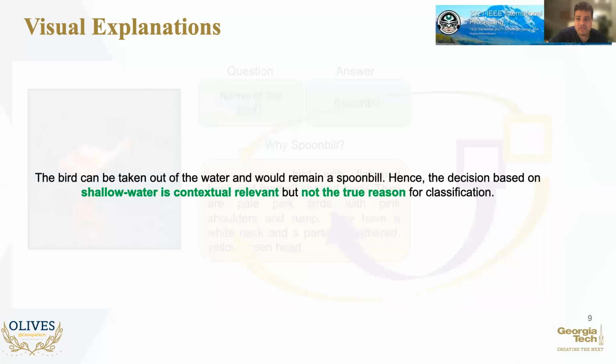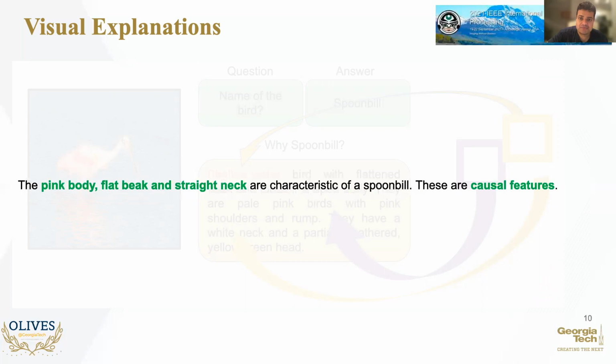In other words, if we can take the spoonbill out of the water, then it would still remain a spoonbill. So this reason of shallow water is contextually relevant, but is not the true reason for why the bird is a spoonbill. We call these kinds of features context features. The pink body, flat beak, and straight neck, however, are why the bird is a spoonbill.